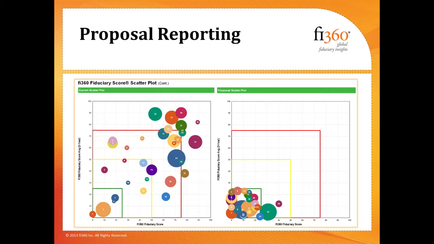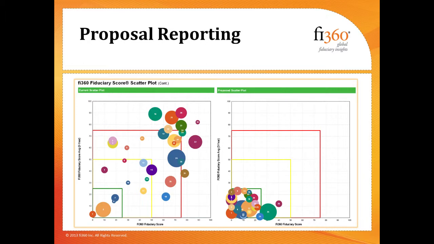And within this scatter plot, on the bottom axis, the x-axis, we have the fi360 Fiduciary Score, more of a short-term score. But then the 3-year average, a little bit longer term, is on the left axis or the y-axis. So as we proceed to the right and up, worse scores will be appearing.